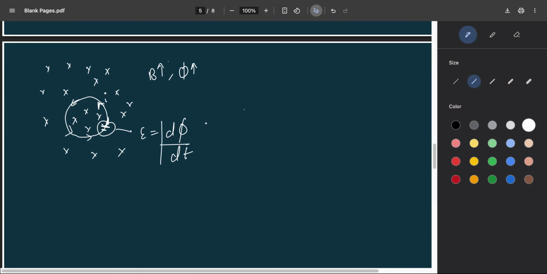Right now we are just keeping it like this. Later on we are going to put in the exact value and all.